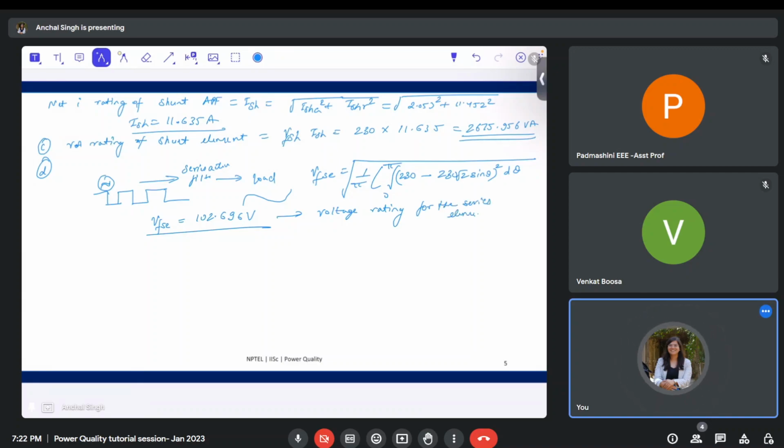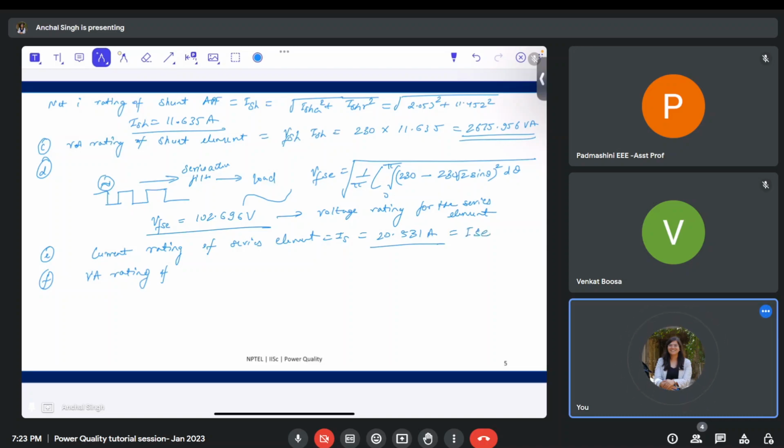Now we know that the current rating of the series element will be the same as the supply current after compensation, right? And we have already calculated that, which is equal to IS, which is 20.531 amperes. So from that, we can calculate the VA rating of the series element. Let me call it ISE.